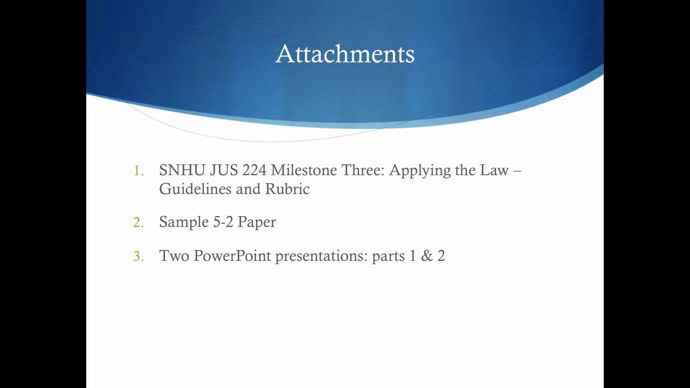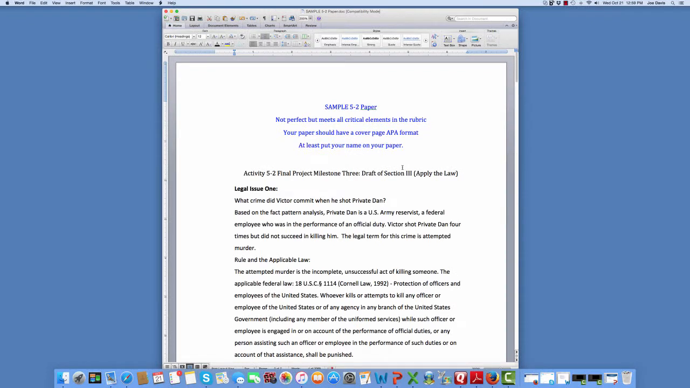I will be including 3 attachments for you, and you'll get Southern New Hampshire Justice 224, the Milestone 3, Applying the Law, Guidelines and Rubric. You have that in 2 different places in the course shell, but I'm going to email it to everyone. You will get a sample of paper 5.2, and then I'll include the 2 PowerPoint presentations for part 1 and part 2. Okay, here is the sample 5.2 paper.